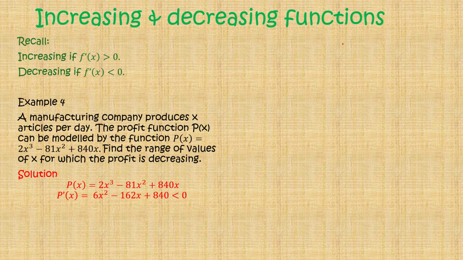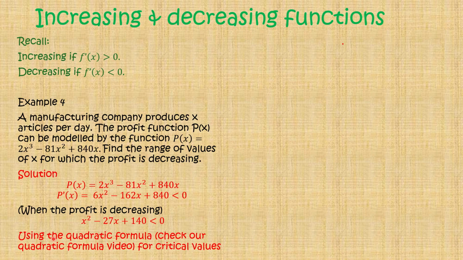implying that P prime of x, which is the derivative of P of x, becomes 6x squared minus 162x plus 840, which is less than 0. And take note, the profit is decreasing. That's why we are setting it to less than 0. Now, dividing throughout by a positive 6, we are going to get x squared minus 27x plus 140 being less than 0.